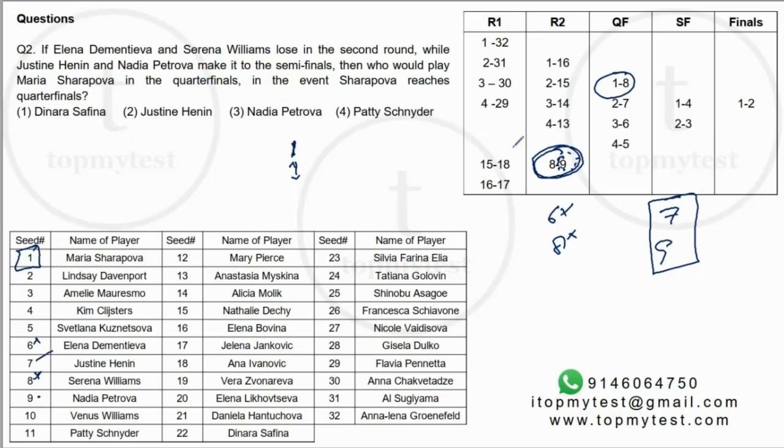Petrova has reached the semifinals, which means we know that she won in the first round. She also won in the second round, that is given. She would actually end up winning in the third round, or quarterfinal, also because she is reaching the semifinal. So in the quarterfinal, Petrova will play Sharapova. Option 3 will be your correct choice.